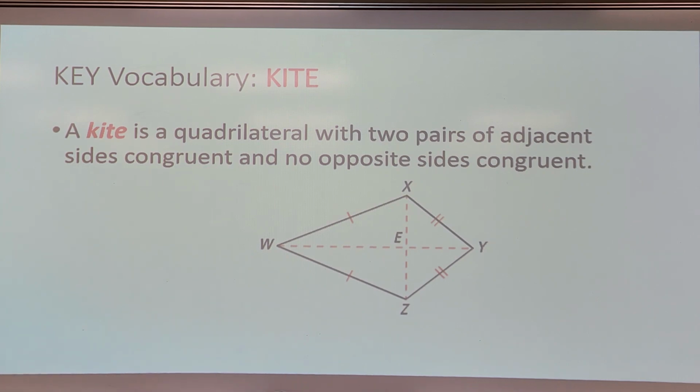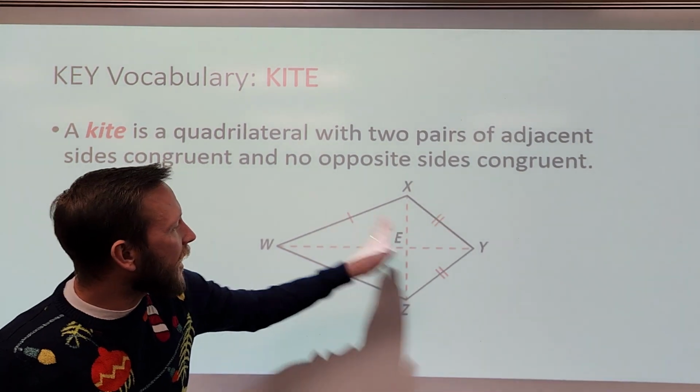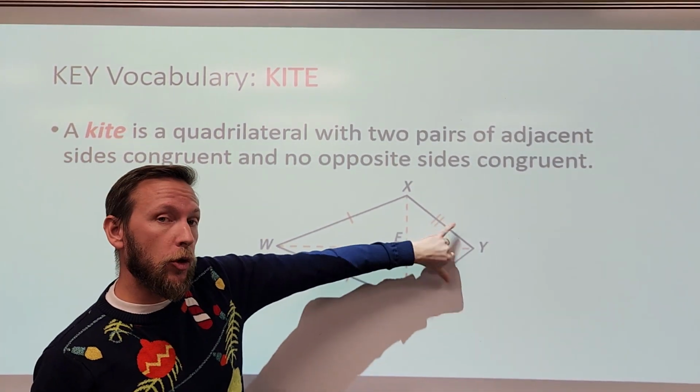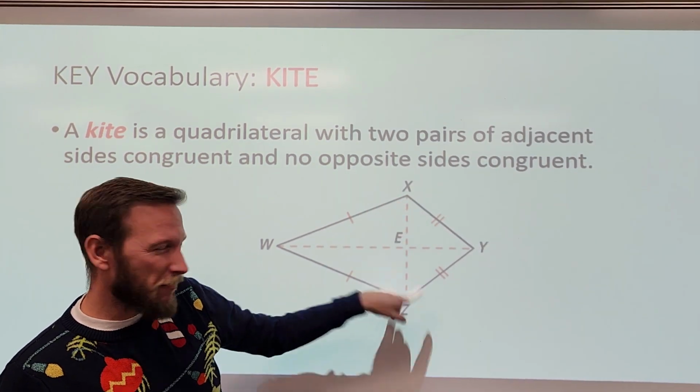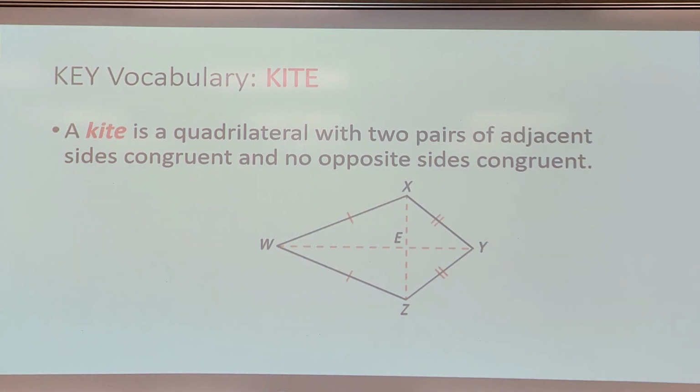A kite is a quadrilateral that has 2 pairs of adjacent congruent sides, but the opposite sides are not congruent to each other. So these are congruent and those are congruent. These are not, these are not. These can't be congruent, these can't be congruent. So a kite, again, has 2 pairs of adjacent congruent sides, but no opposite sides congruent.